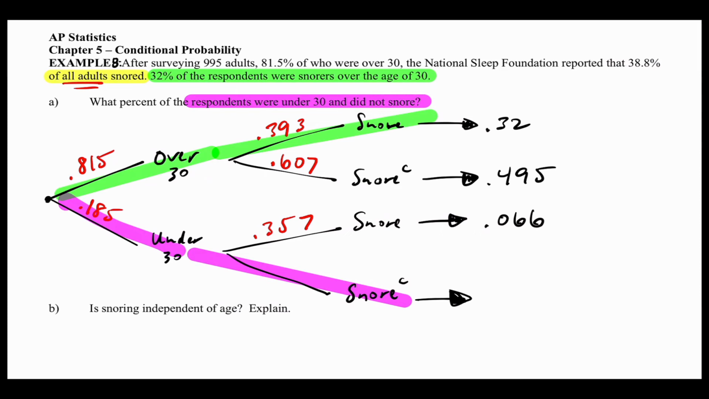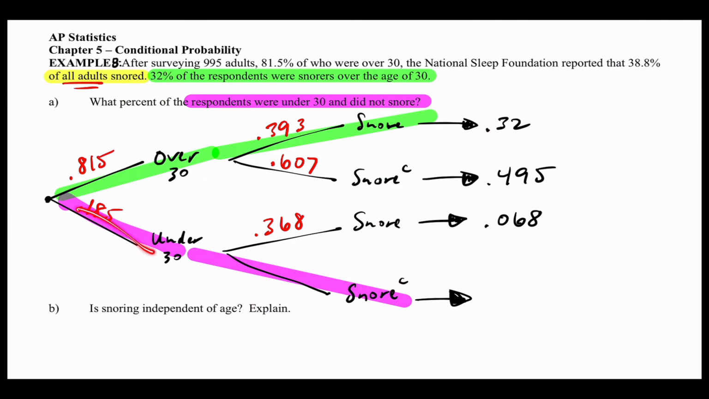Did I subtract wrong? 6.8, sorry. There we go. 6.8. That's going to change this guy a little bit. Let's see. 0.368. All right, thank you. A little bit off, but still, it's important.